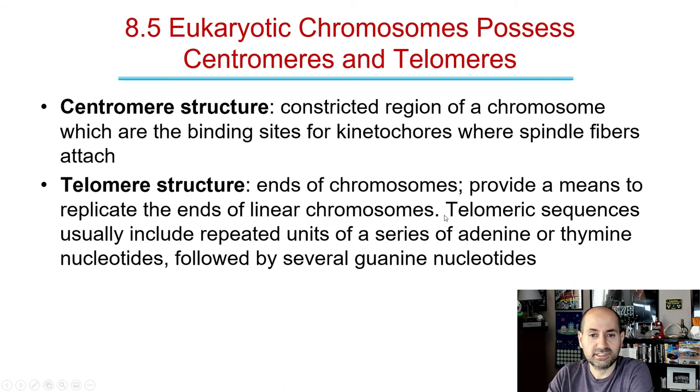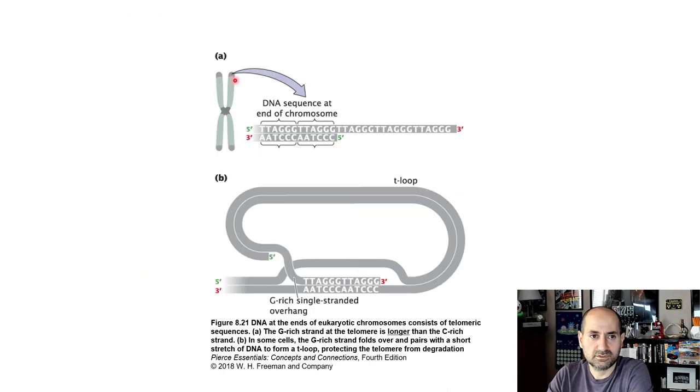And by the way, you need to know this. The telomeres are made up of sequences that are usually A's and T's followed by several G's. Does that make sense? In the telomere, what do you typically see? Repeated units of adenine and thymine followed by guanine. So here we go. This is a mitotic chromosome, probably sister chromatids. I'm looking at the telomere, the tip, and what do I see? A's and T's followed by G's. That's what I was talking about.